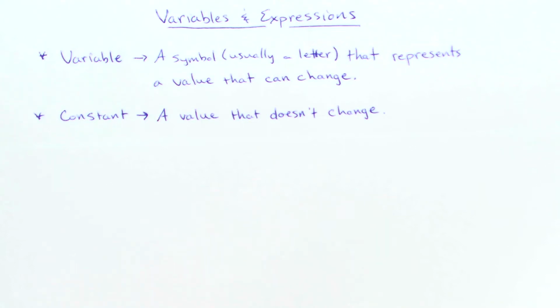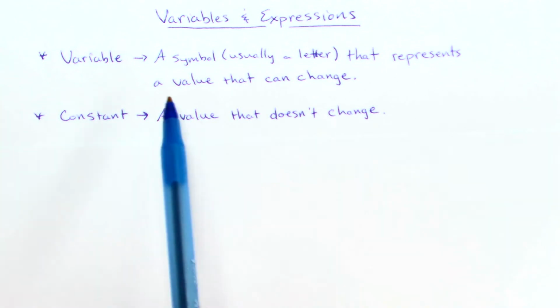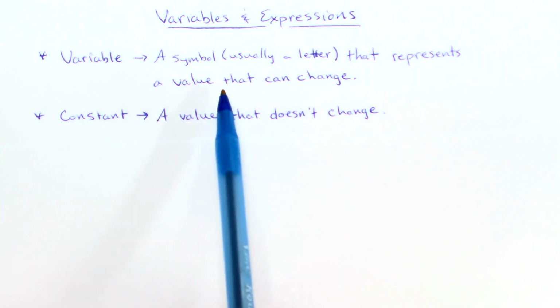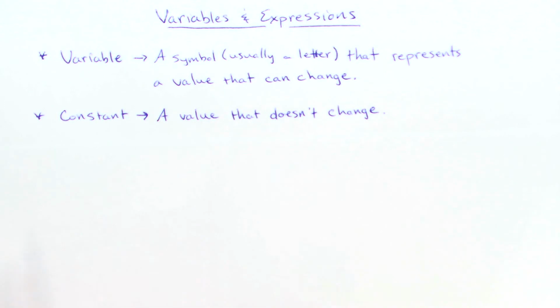All right, so as we get ready to get into some algebra here, we're going to start with looking at a lesson about variables and expressions. Now, let's start out by defining a variable. A variable is a symbol, usually a letter, that represents a value that can change. Usually those letters are x, m, t. We'll take a look at some of those in an example as we get a little further into the lesson.